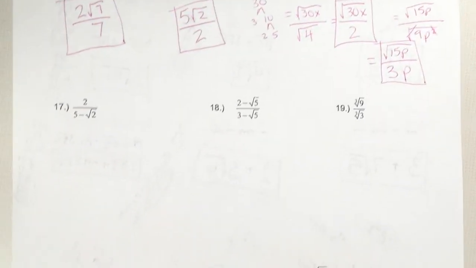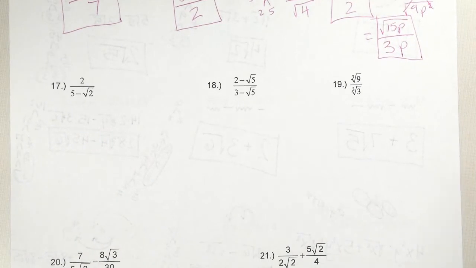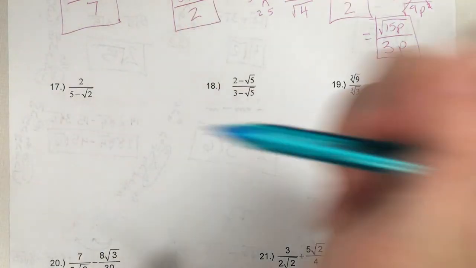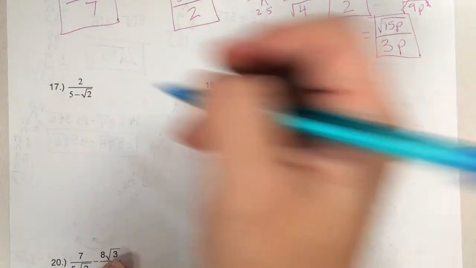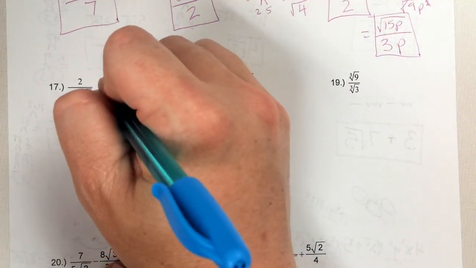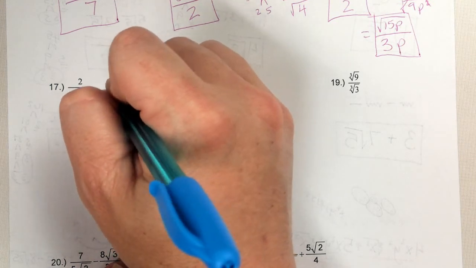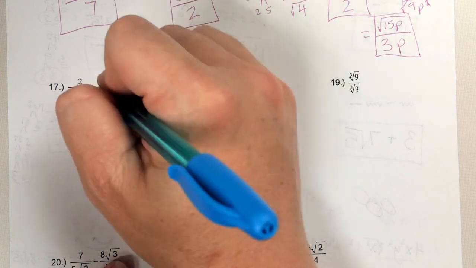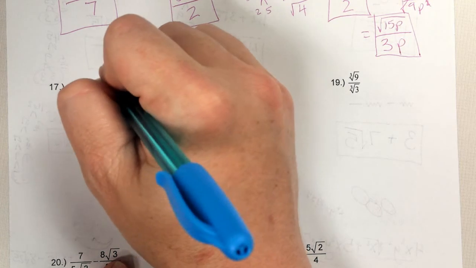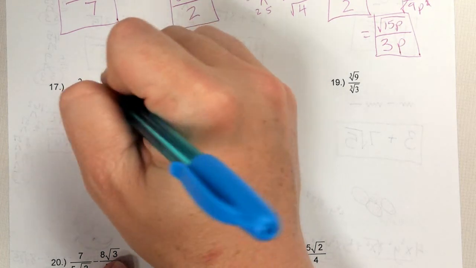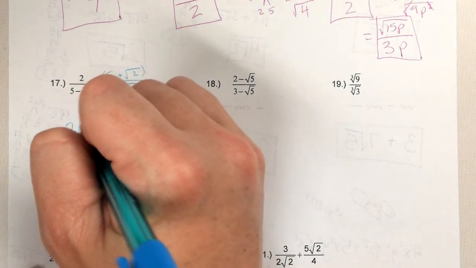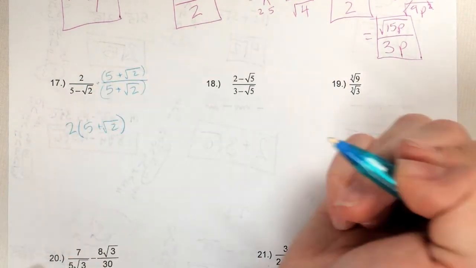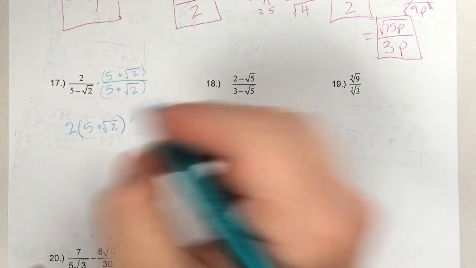Okay, let's look at number 17. So again, this is just like those, except it has a minus or a plus in the bottom, 17 and 18. So we multiply by the conjugate, which just means it's the same thing, except the opposite symbol in the middle. So 5 plus square root of 2. Well, 2 times 5, I'm not going to simplify that yet. I can at the end if that 2 doesn't cancel.